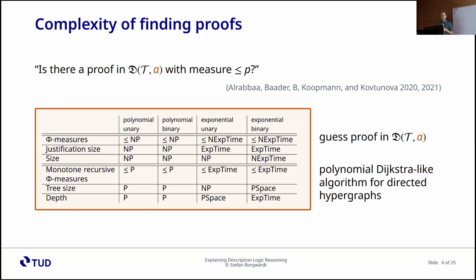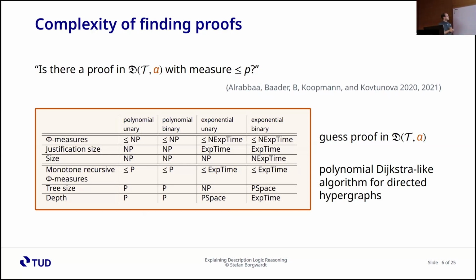So you can think about this as trying to minimize the size or the tree size. Then we looked at many different measures and some general classes of measures that we called phi measures, which include basically all of the examples that I've told you about.